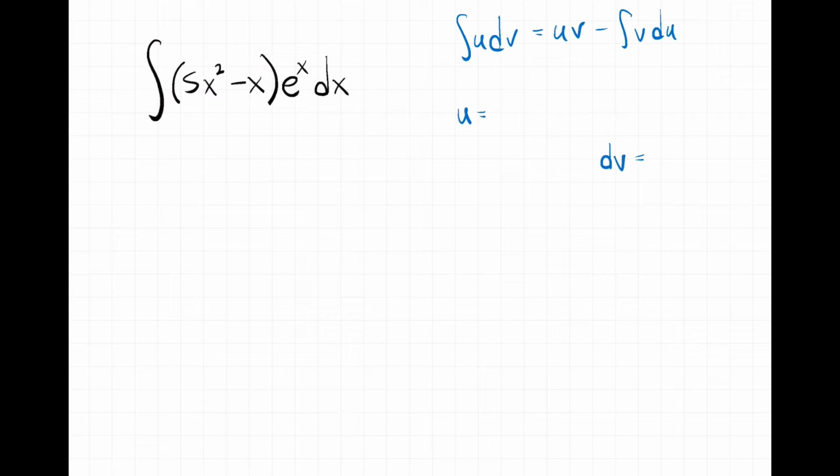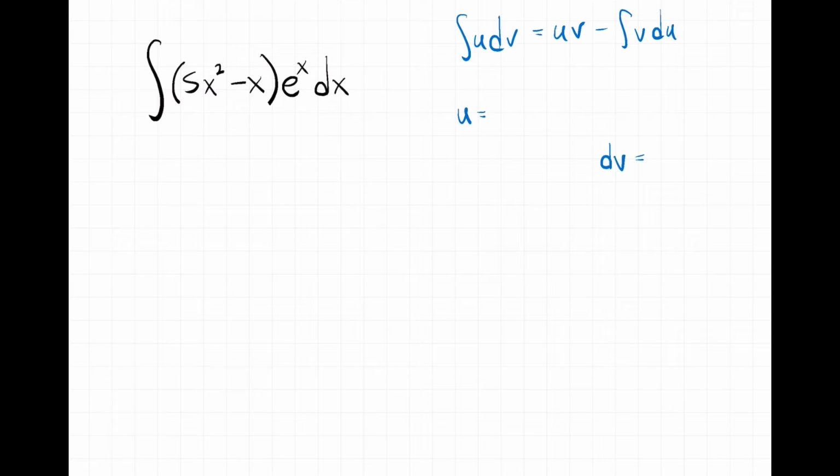As usual, for choosing our u, the best thing to do is choose the u first, and whatever's left over will be the dv. For choosing our u, there are two priorities. The first priority is if any of the functions involved are something that you do not know how to find the antiderivative of, then they can't be the dv and they must be the u. That's not an issue here because both functions, the polynomial and the e to the x, are functions that we can differentiate and integrate easily.